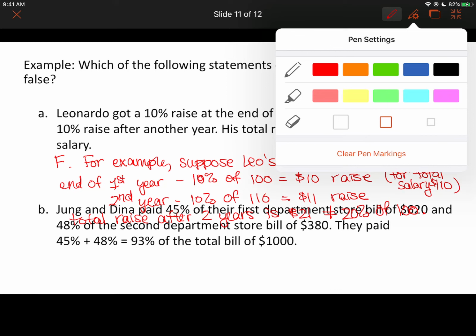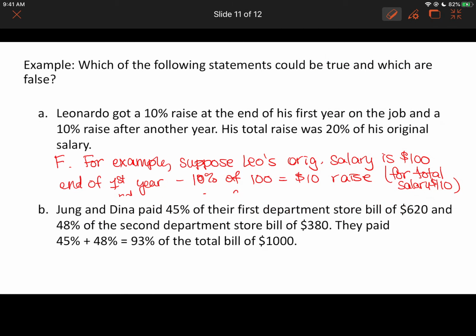All right, I gotta erase so we can read this. Jung and Dina paid 45% of their first department store bill of $620 and 48% of the second department store bill of $380. They paid 45% plus 48% equal to 93% of the total bill of $1,000. So what do you think here? Here again, this answer is false.